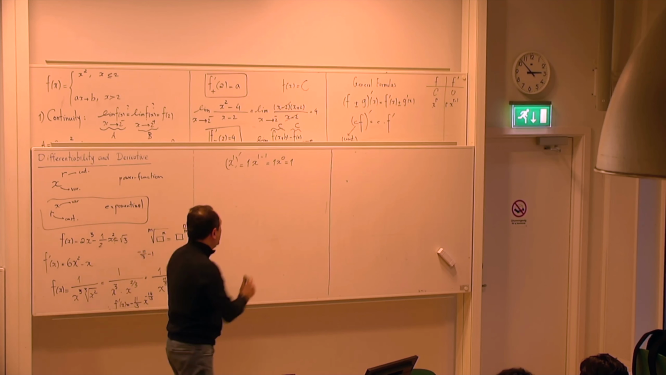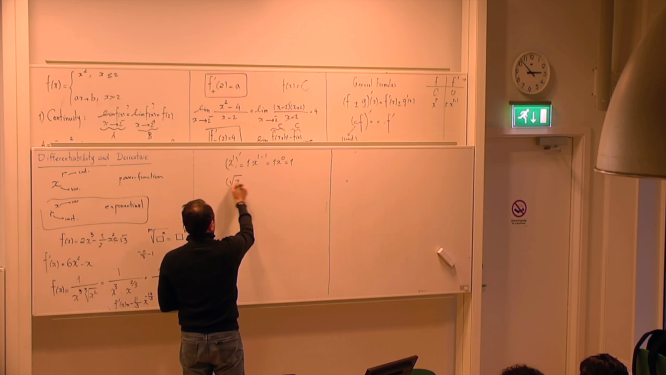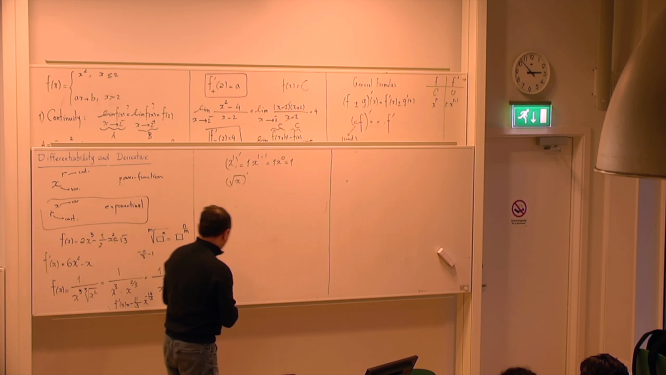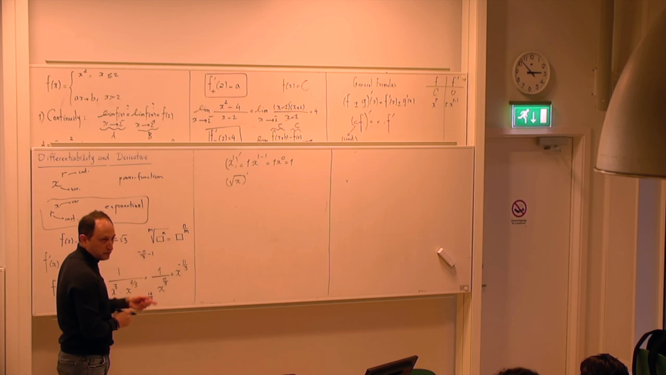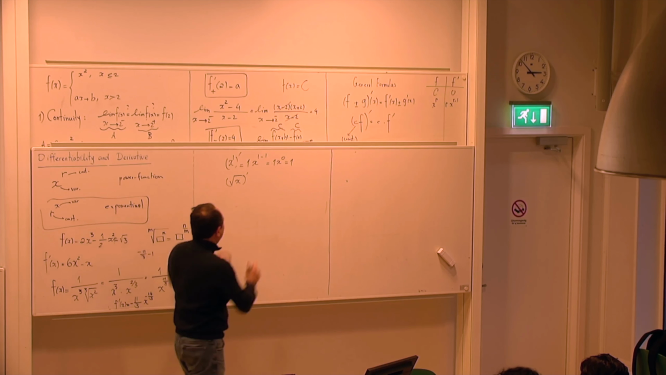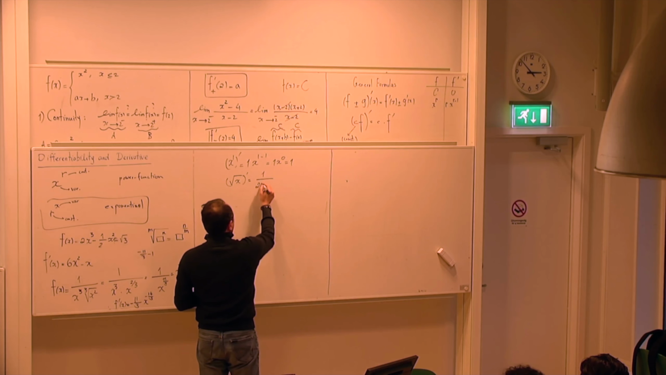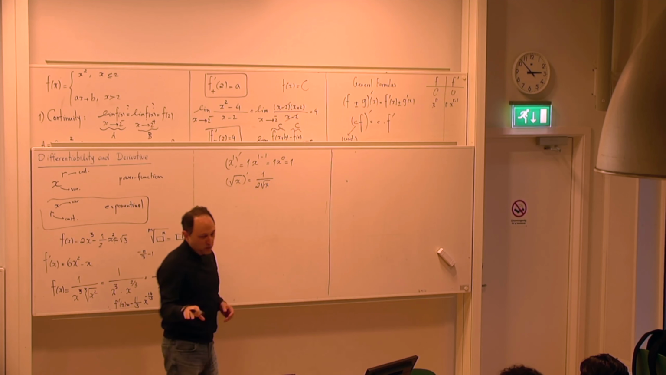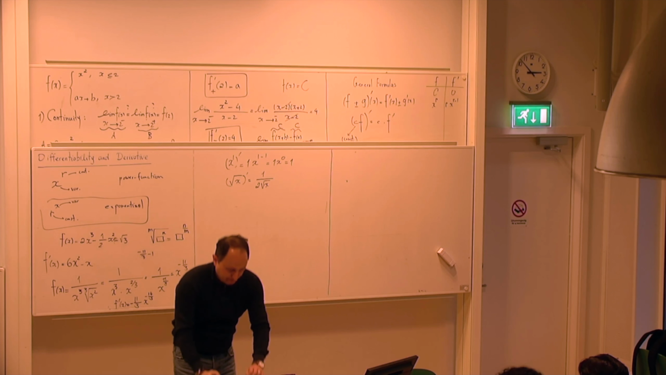Especially the square root of x. I really want you to memorize the derivative of the square root of x. Otherwise, you have to do it like this all the time. But because it is ubiquitous, it is better to remember. It's 1 over 2 square root of x. The last one, you can also do it. Okay?